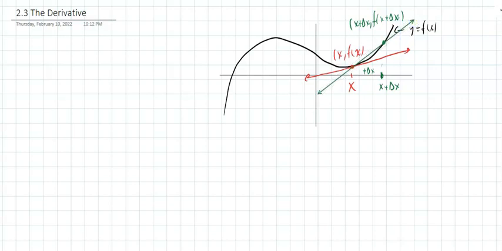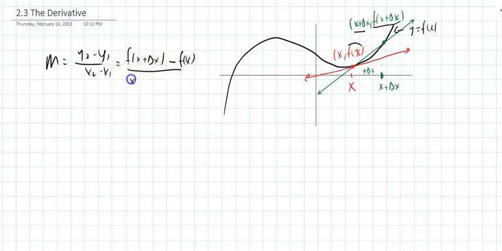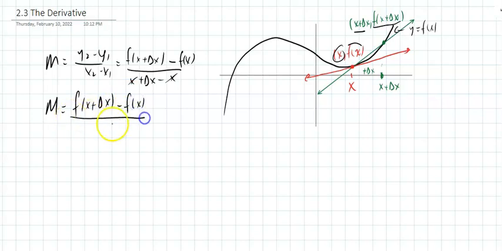So the slope of this line would be y2 minus y1 over x2 minus x1. y2 is f of x plus delta x, minus y1, which is f of x, over x2, which is x plus delta x, minus x. The x's cancel out, so I'm getting the slope of the secant, as secant means a graph that crosses a curve at 2 points.